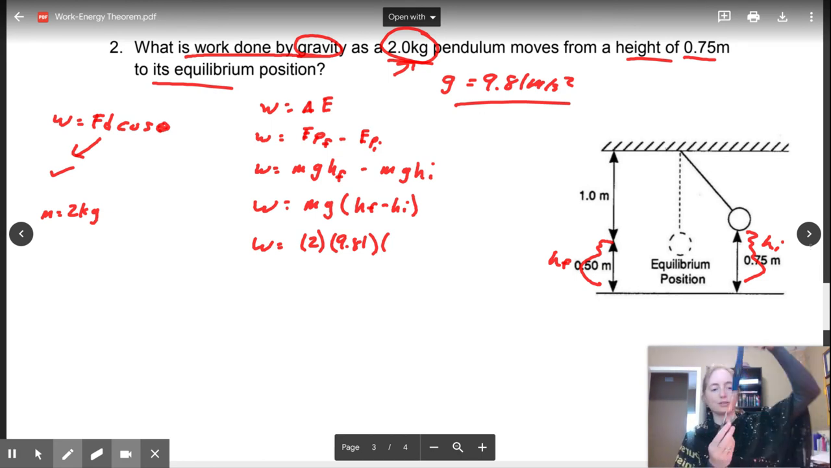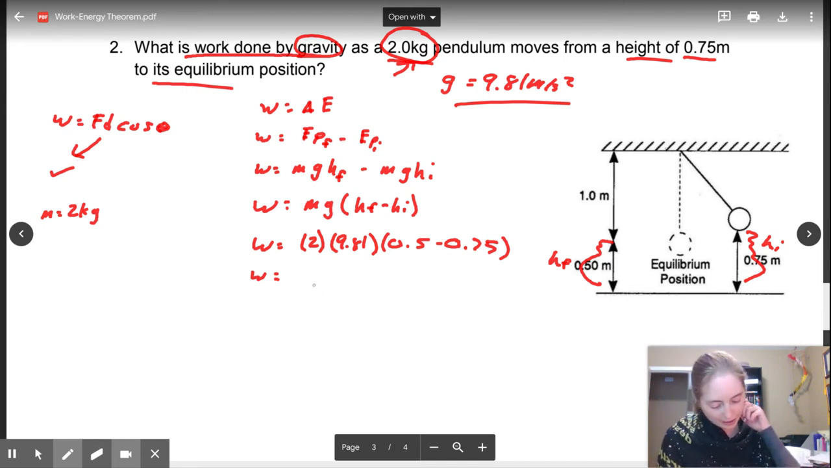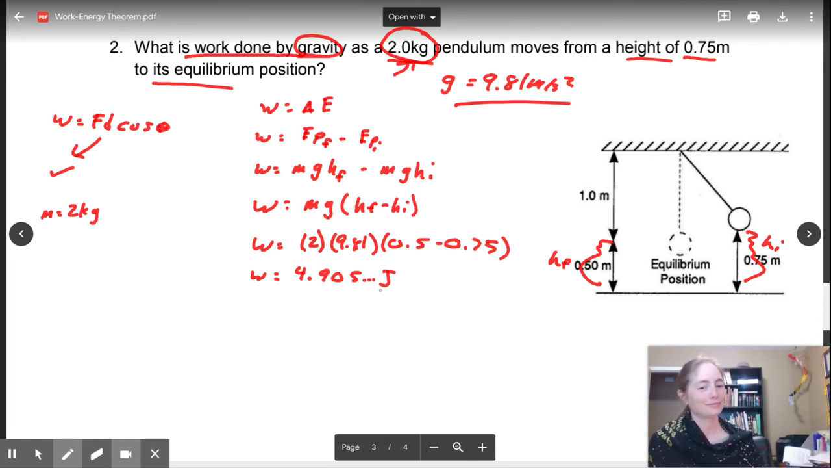Okay, so again, when we look at these keys, do they currently have gravitational potential energy at the bottom? Yeah, of course they do. If I drop them there, they still have the ability to do more. So my hf is 0.5, minus the height of 0.75. I'm going to plunk this all into my calculator, and I'm going to get 4.905 joules. Now, ladies and gentlemen, why did I drop that negative? Because energy is scalar. Absolutely. You don't need your negatives on scalar quantities. So the amount of work done by gravity, with your sig digs, is going to be 4.9 joules. Cool beans? Cool beans.